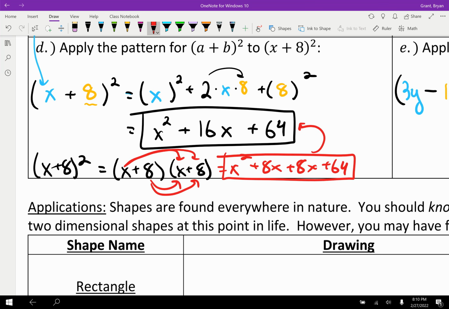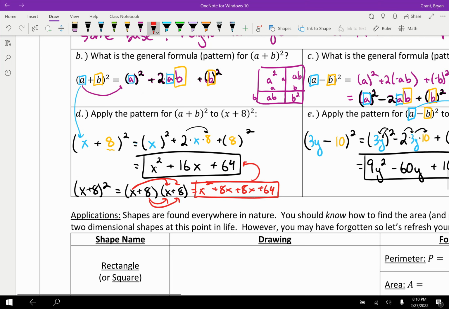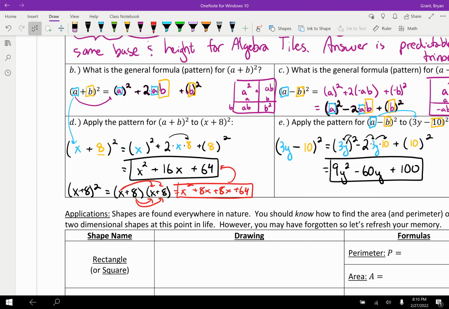So you can still multiply it out. The idea of looking at these patterns is that we should realize that you can apply a pattern to mathematics to get the same answer no matter what. And sometimes that's easier. Other times it's not.